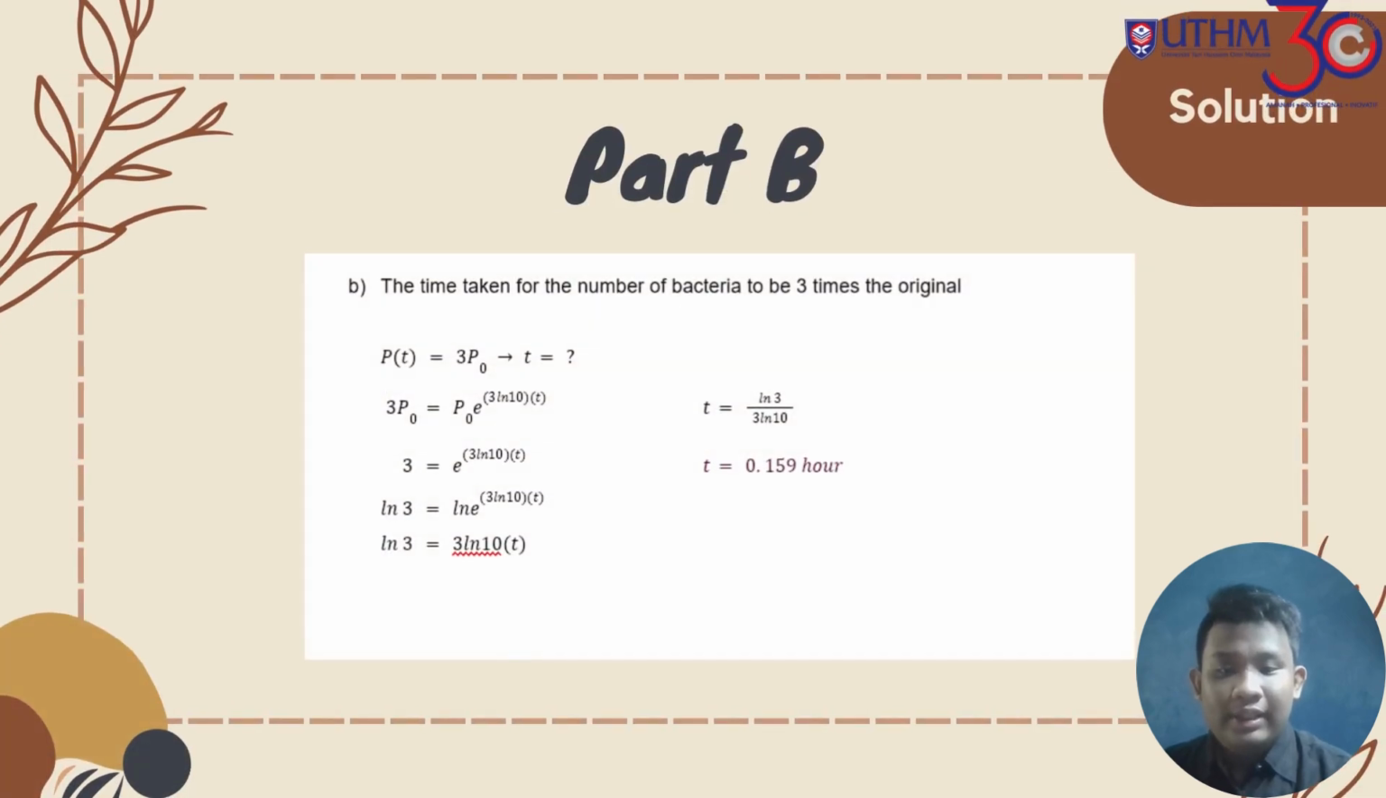For the next question, the time taken for the number of bacteria to be 3 times the original. Firstly, we know that the population is 3 times the original. So 3 P initial equal to P initial multiplied with e power of 3 ln 10 multiplied with t. So the answer we get after we simplify it is ln 3 equal to 3 ln 10 multiplied with t. After that, we move 3 ln 10 to the other side with ln 3 and we get ln 3 over 3 ln 10. We solve it and the final answer for t is 0.159 hours.